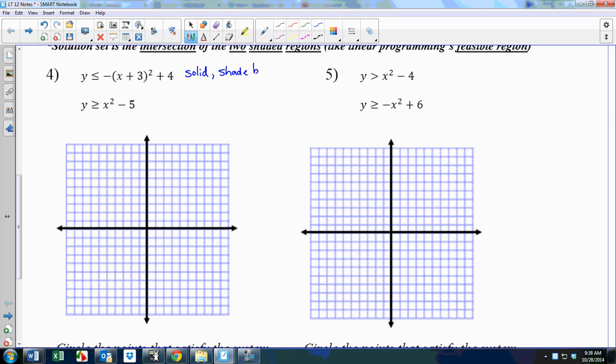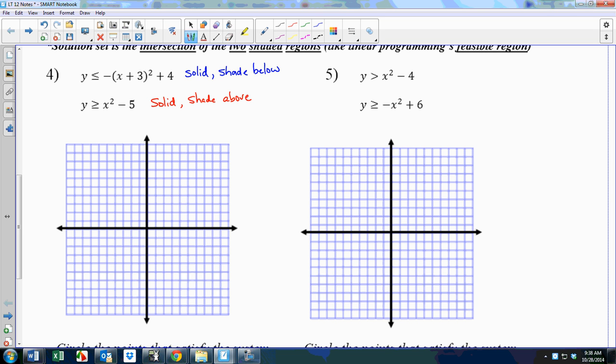I'll do this one in blue. And the second one is going to be solid. I'll use red for this one, and it's going to be shade above. All right, so when you're doing these kind of problems, homework, these are in vertex form. I made sure that all of your homework questions are in vertex form, so you can use the little shortcut as long as you feel comfortable with it.